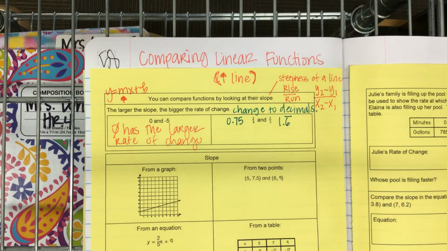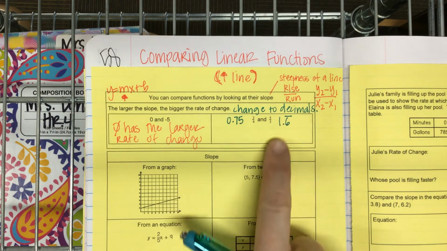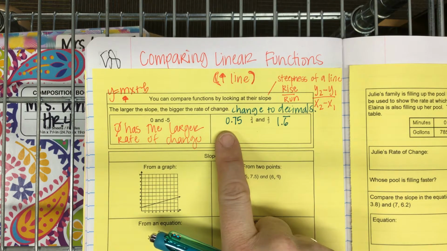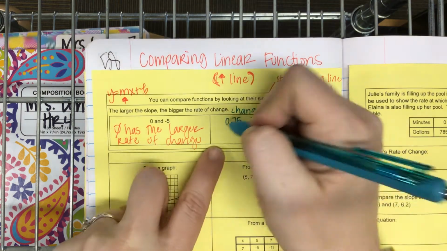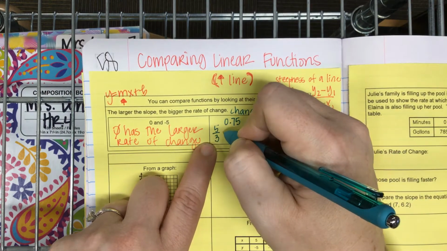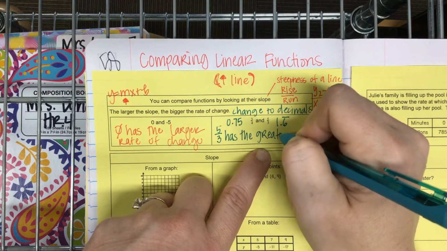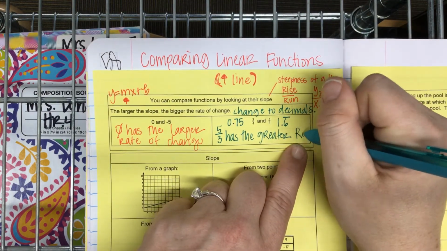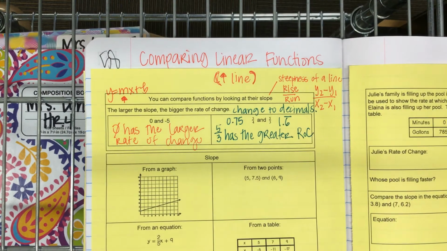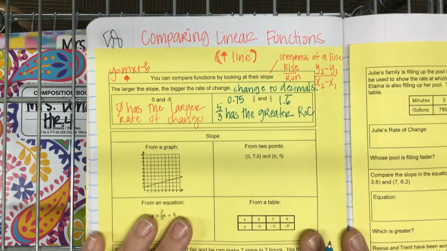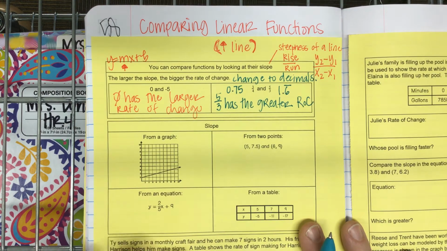So which one of those is greater? 1.6 is greater than 0.75. Do you agree? Yeah. So 5/3 has the greater rate of change than 3/4. So we're comparing slopes. We're comparing which one's bigger, which one's smaller.